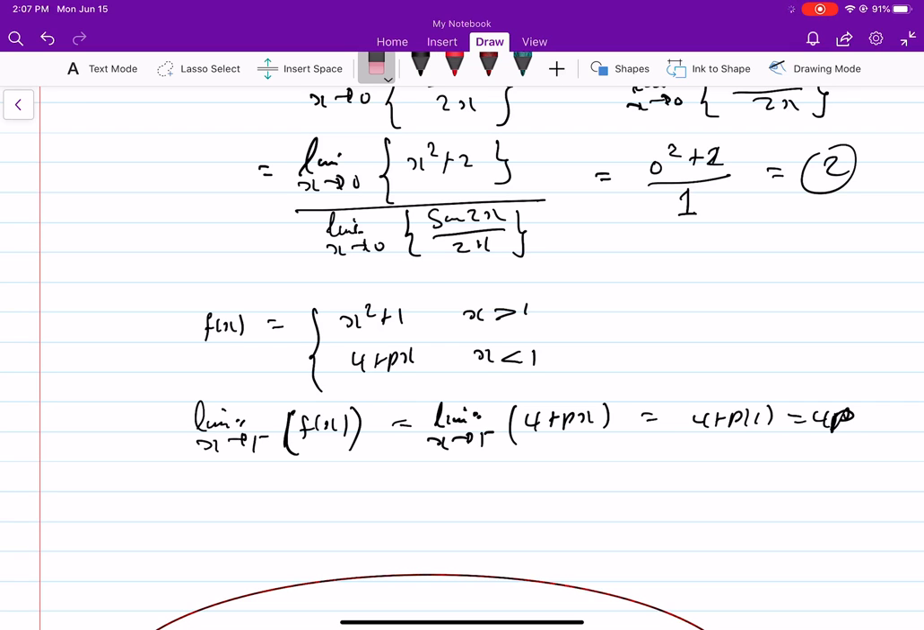What's wrong with my math all of a sudden? 4 plus p times 1 can only be written as 4 plus p. Thank you, Mr. Carroll.